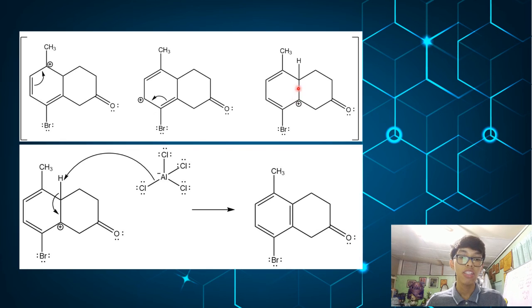Now this hydrogen here is then attacked by the chlorine from the aluminum chloride with an extra chlorine, leading to the formation of HCl and the retention of AlCl3 and the return of the aromatic ring, giving us this product.